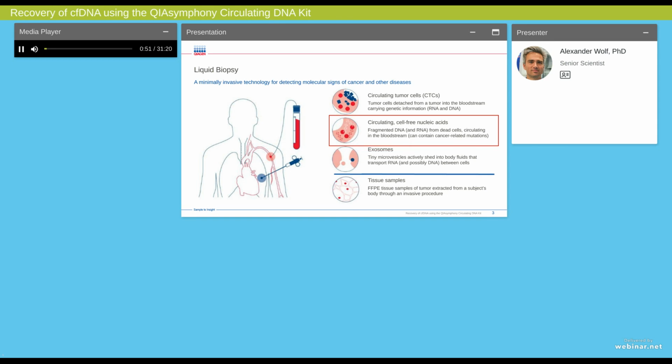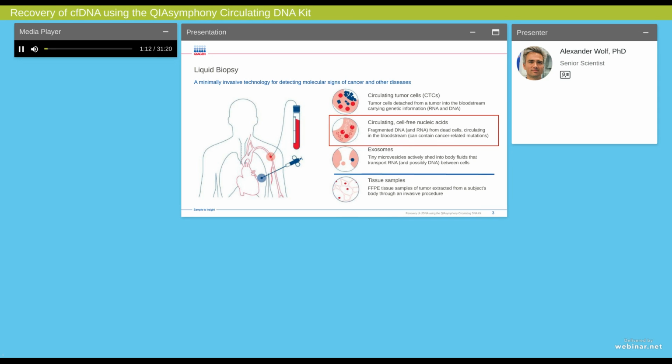What does liquid biopsy mean? It's a non-invasive or minimally invasive technology, in most cases a blood collection, for sampling and analysis of molecular signs as a diagnostic and monitoring tool for diseases. It's in clear contrast to tissue biopsies and has the potential to complement or even replace the tissue samples.